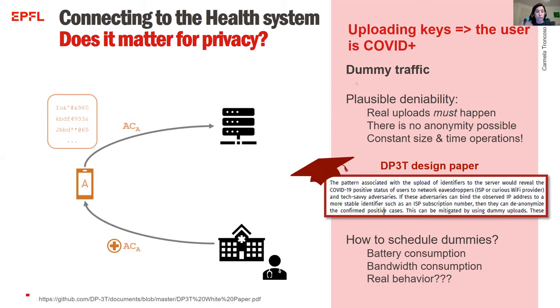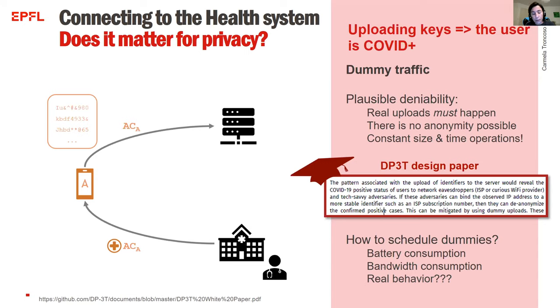And of course, if you come from my field, the first thing you think about is dummy traffic. It's dummy traffic because real uploads must happen. We cannot eliminate them. So the only thing that we can do is hide the vulnerability by adding more and more things. And that means that we need to have some constant size. That's kind of the easy part.